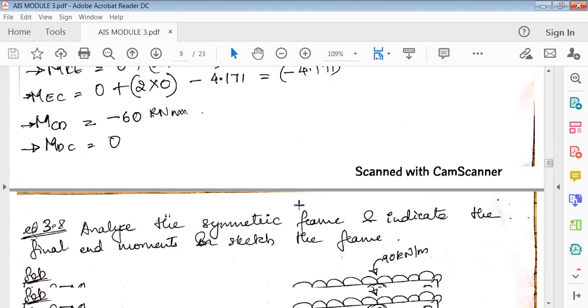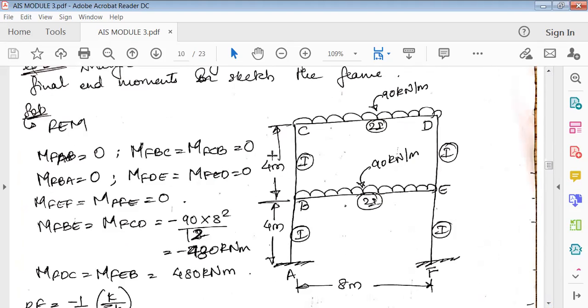Now you can see here, this is a complete frame. This frame has two stories. Suppose this is the ground floor and this is the first floor. The advantage of Kani's method is you can solve multi-storied beams and multi-storied columns. This method is applicable for such types of frames. You can see here A, B, E, and F, only this lower portion. This is called a bay.